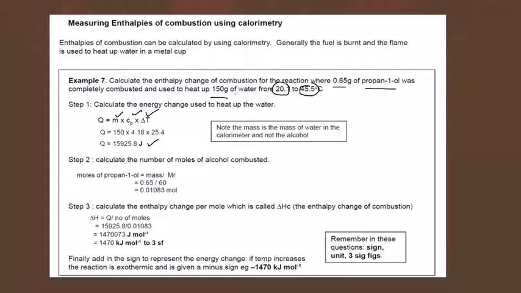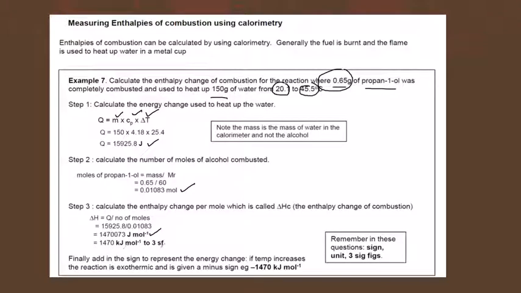Then, because we need enthalpy, the term enthalpy means energy per mole. As we are burning the fuel, we should know the moles of the fuel. The mass of the fuel is given, 0.65, so moles equal mass in gram divided by molar mass. Mass in gram is 0.65, molar mass is 60. When we divide, we'll get the moles. And energy divided by number of moles, we'll get energy per mole. But the answer should be in kilojoules, so we'll divide by 1000 to get kilojoules per mole.